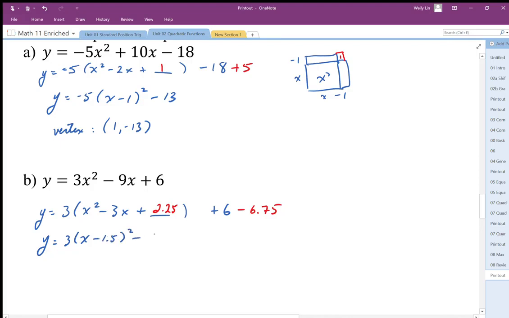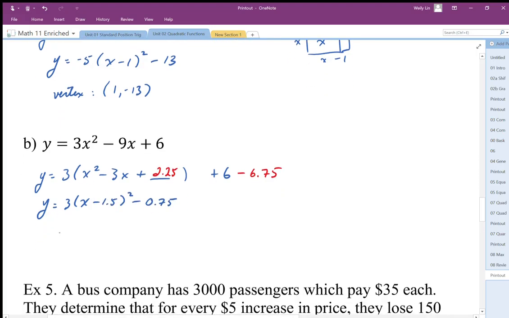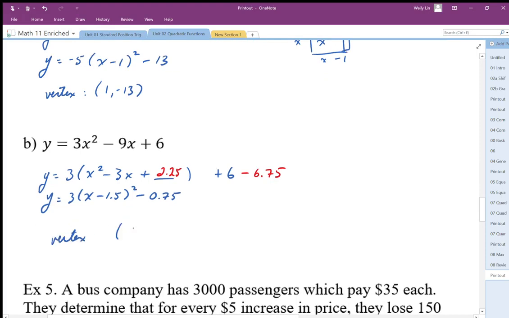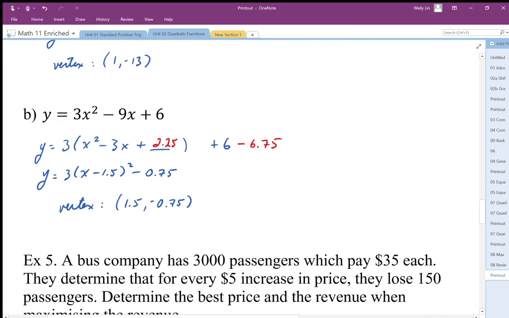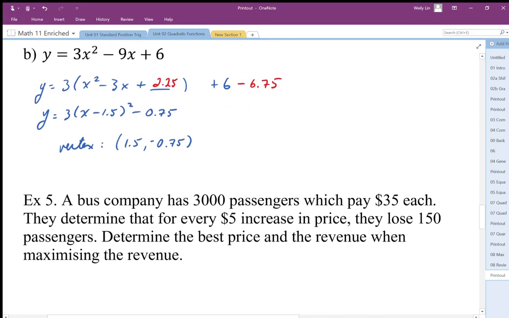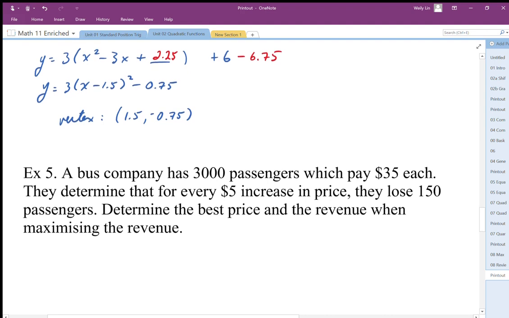Okay, and I can then locate the vertex of this. So the vertex is at 1.5, negative 0.75. Okay, so that's the location of the vertex, and we want that vertex because that's the most important point of that function.